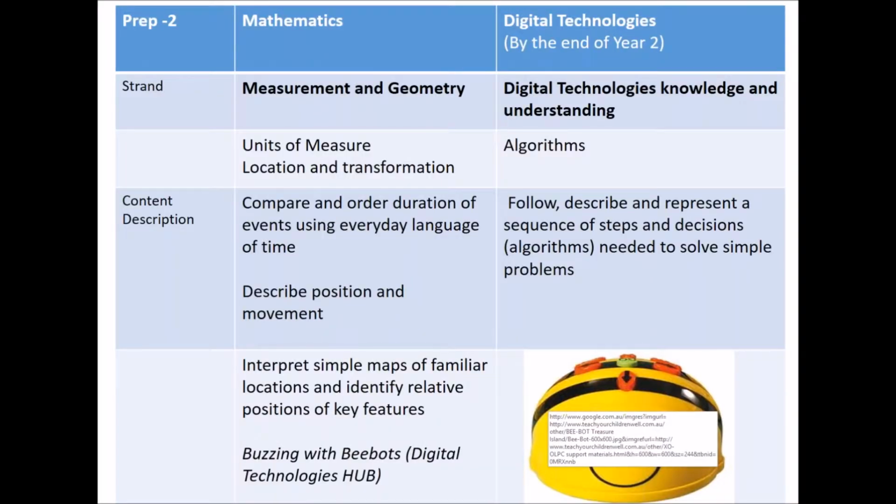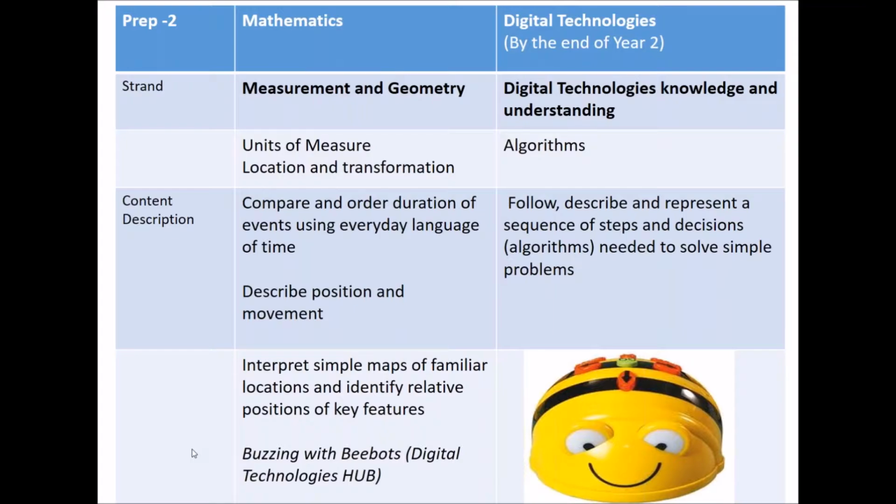Okay, let's have a quick look at this one example. Buzzing with BBots is a unit or a sequence of lessons on the Digital Technologies Hub. But this is one little example, the F2, where whilst you are in mathematics and you are in the measurement and geometry strand, looking at location and transformation, there's a beautiful opportunity to start using a programmable robot. So the students, whilst in mathematics, use this little device to start considering sequencing steps.